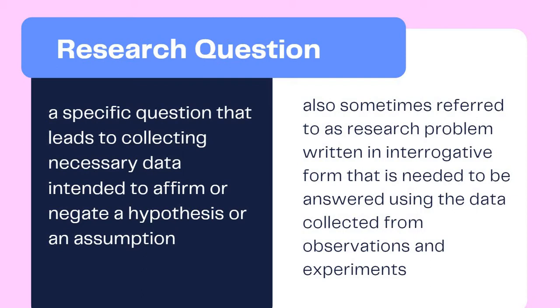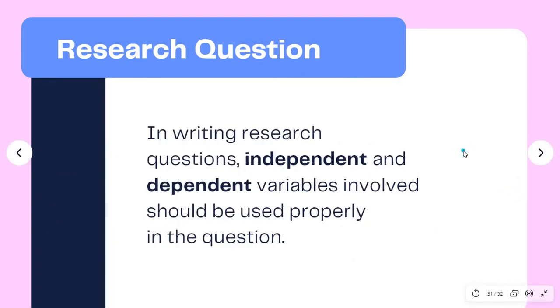This is also referred to as the research problem written in interrogative form or in question form. And it needs to be answered using the data you collected, like we said. Okay. In writing research questions, your independent and dependent variables involved should be clearly and properly used in the question.